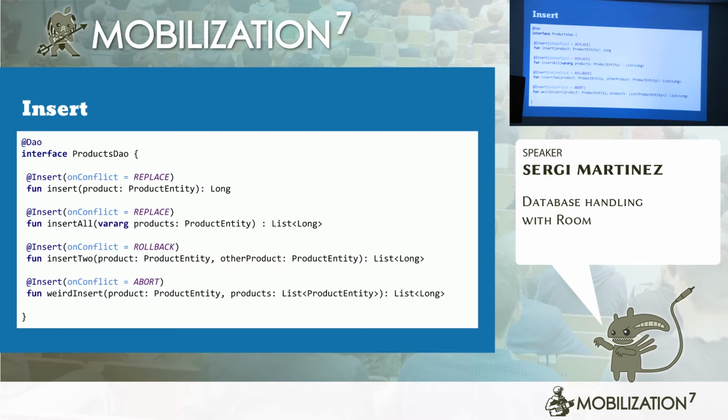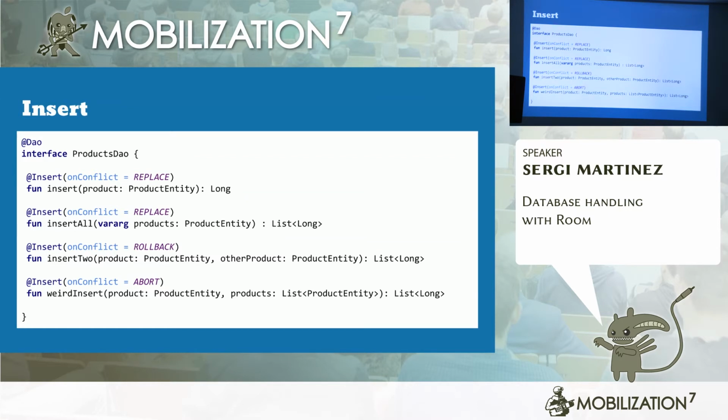Insert, we have a lot of options. First one, as you can see, I have replace, rollback, abort. I put just some of the options that you have. First one, it will insert a single product, and return the row ID. Second one, it allows us to, in Kotlin, vararg is the same as the three dots in Java. So it allows us to put several products separated by comma, and it will return a list of the row IDs. Another one, insert two products, and it will insert these two products. A weirder one, a single product and a list of products.